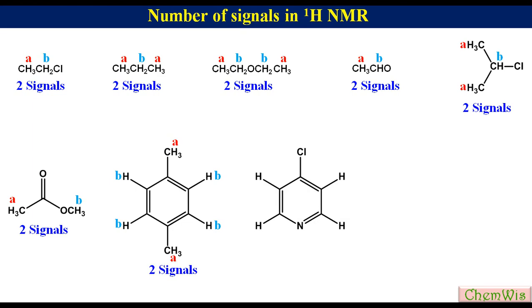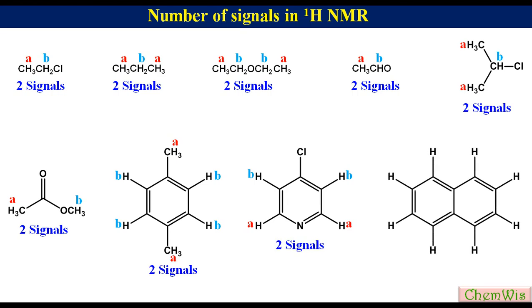Label the protons at position 2 as A. Proton at position 3 clearly has a different environment, so label it as B. Proton at position number 6 has the same electronic environment as the proton at position number 2, so it will be labeled as A. Similarly, proton at position number 5 will be labeled as B. Since there are two different sets of protons, it will show two signals in the proton NMR.